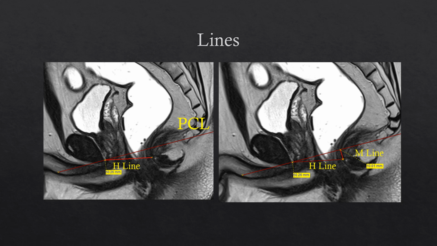From this point also, we should draw a perpendicular line on the PCL line to make another line, what we call the M line. The M line is the main reference for pelvic organ descent for the posterior compartment. This one measures 1 centimeter, and those are normal measurements.